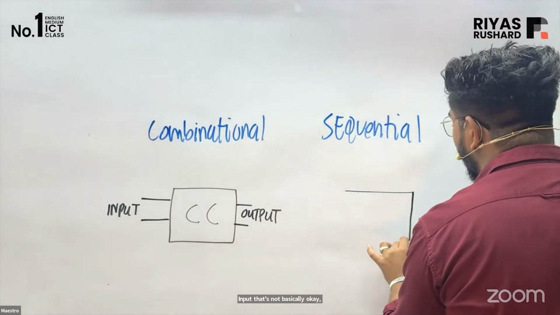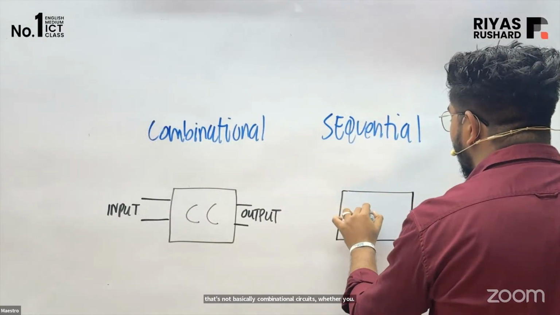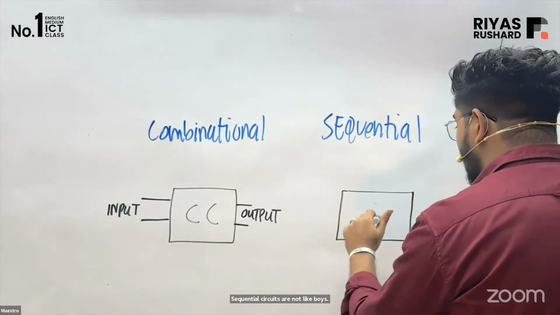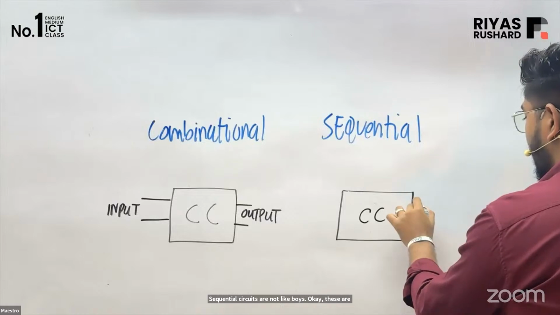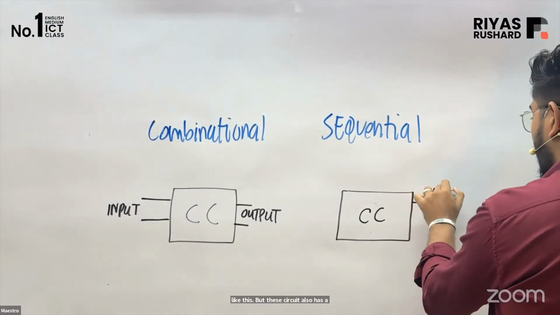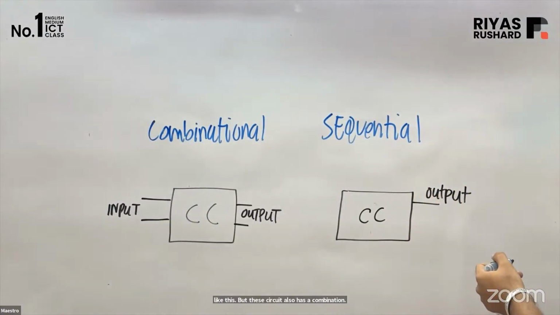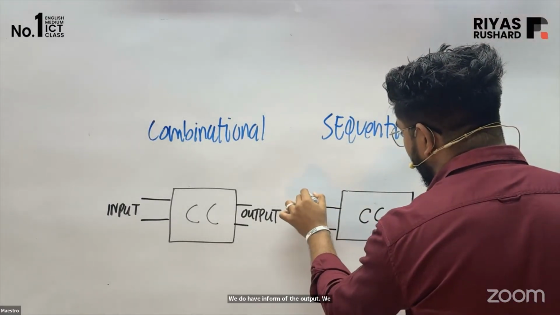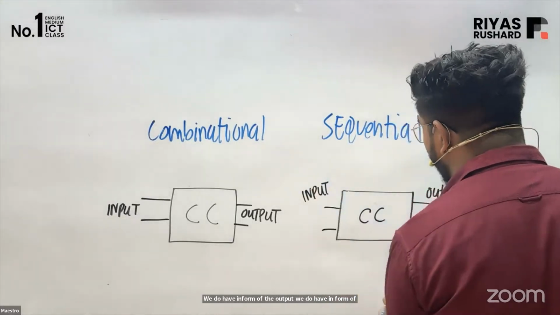Sequential circuits are not like boys. These are like girls. But this circuit also has a combinational gate inside. Usually you get the output. We do have the output, and we do have the inputs also. But then there should be a speciality, no?